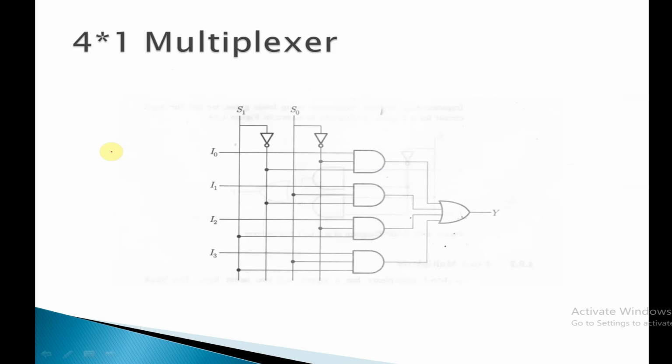So basically, this is the design for a 4 cross 1 mux. These are the logical level representation, logic gate representation of a 4 cross 1 mux, where we have four inputs: I0, I1, I2, I3 are our inputs, and S0, S1 are our select lines. So these are our select lines, and these are our inputs.